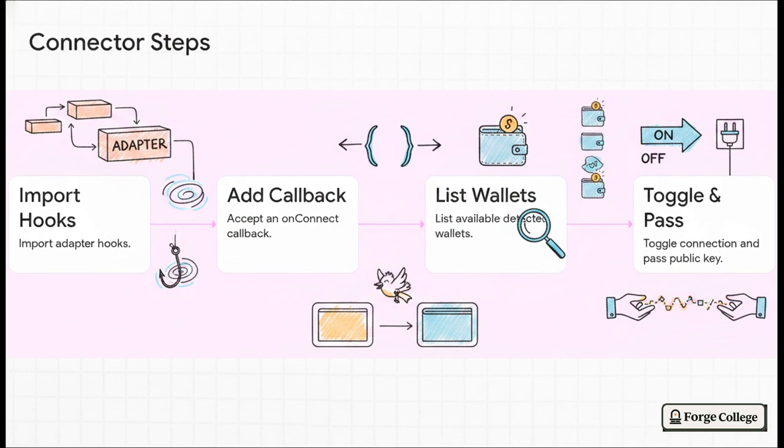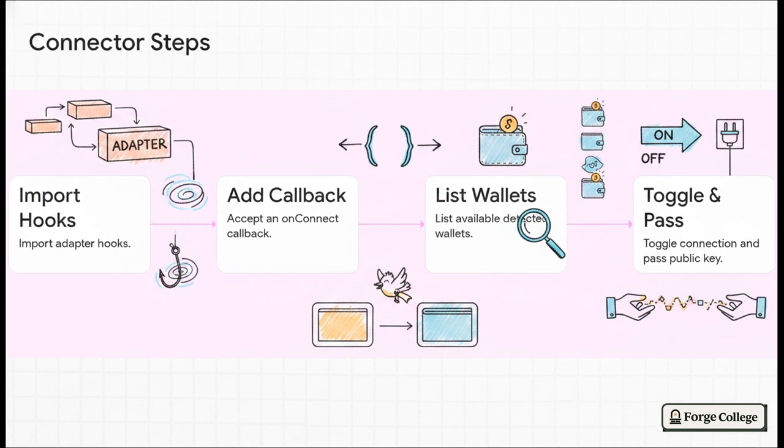First, we import the adapter hooks provided by our framework. Second, our component accepts an onConnect callback as a prop. Third, we map through and list the available wallets the adapter detects right there on the user's browser, showing them the options they already have installed. And fourth, we provide the button to toggle the connection, which passes that all-important base 58 public key up to the parent application.